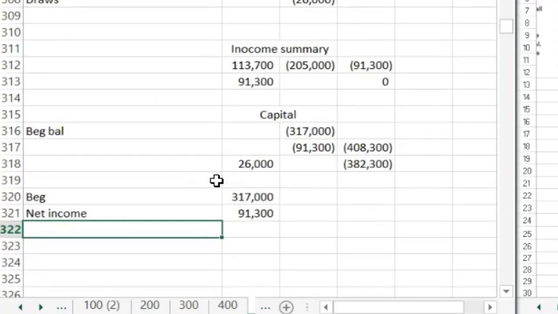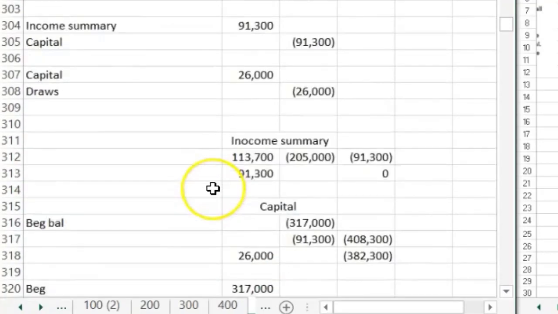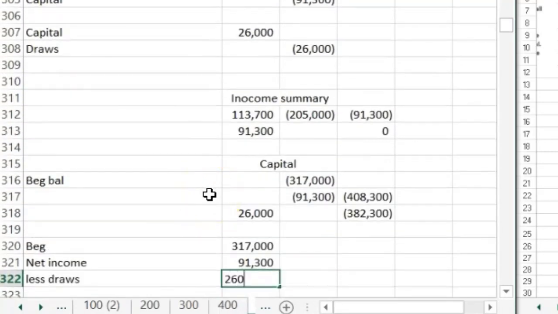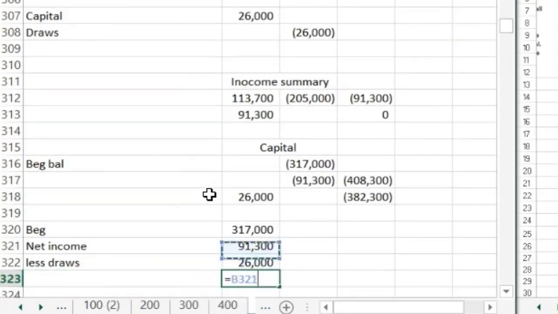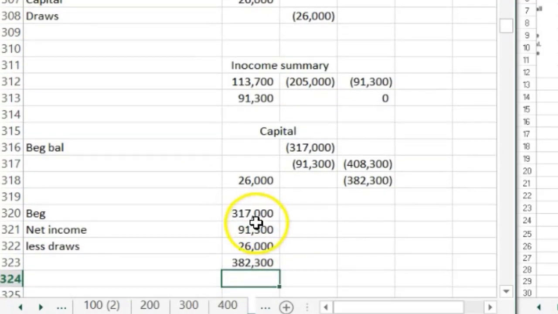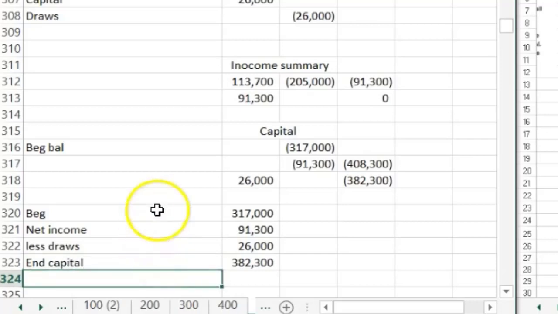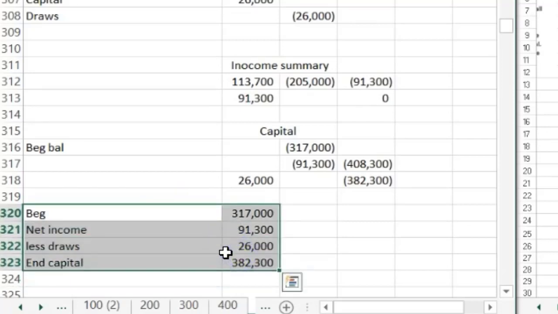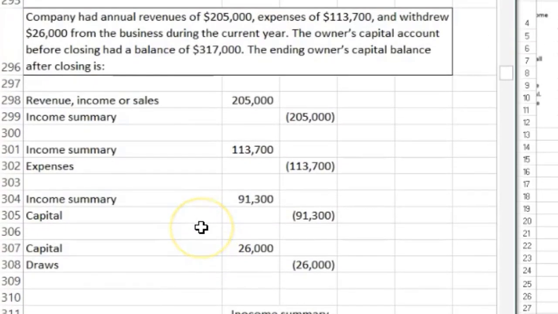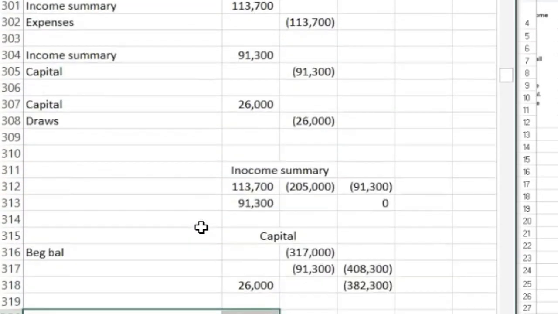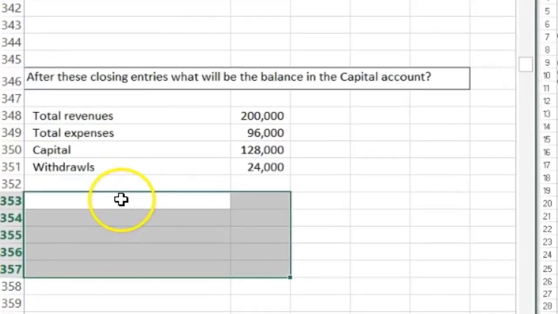That's what it's going to increase by, and then it's going to be decreased by the draws. That's going to be what lowers the capital account, and the draws we said was 26,000, and therefore we're going to have this plus net income minus the draws. So 317 plus the 91.3 minus the 26, that would be the end capital. So those are two ways to do it. Obviously, this one's a bit more straightforward, but if you're used to seeing journal entries and T accounts, we have the information needed to basically go through the four journal entries and put a T account in there for the capital.